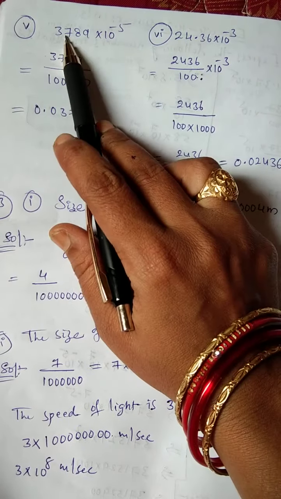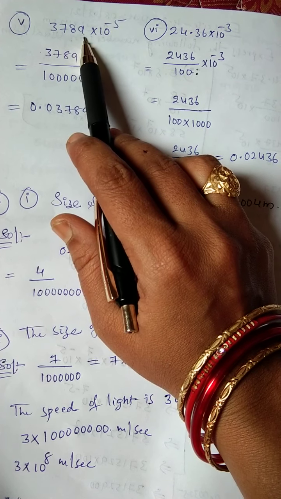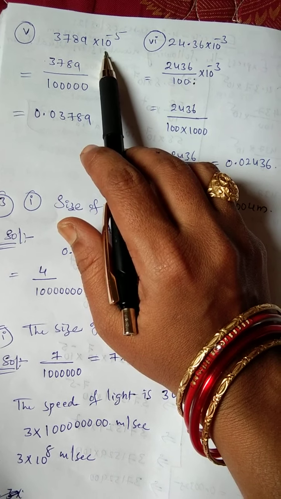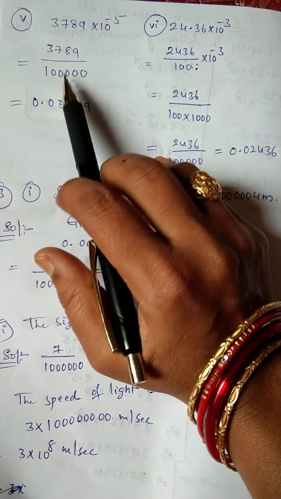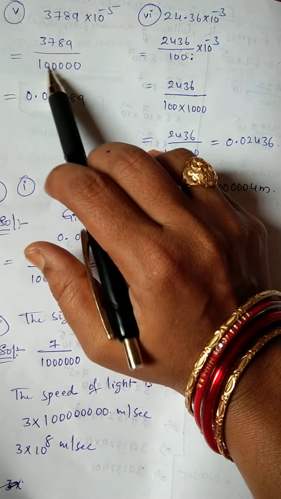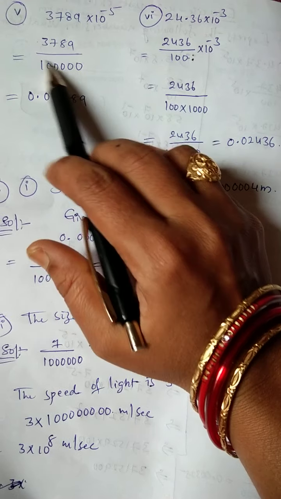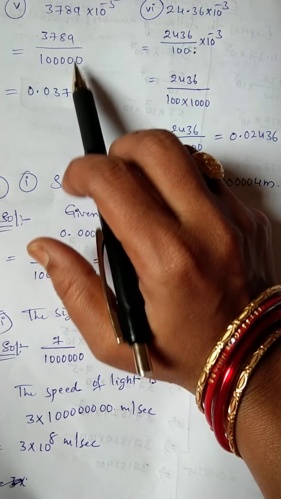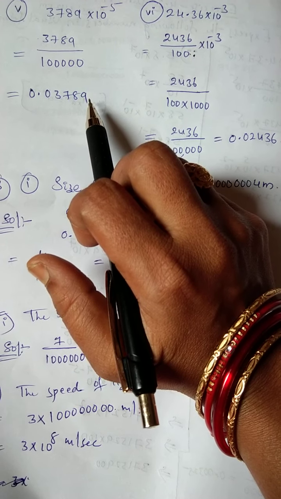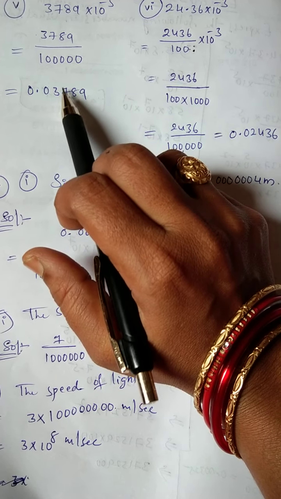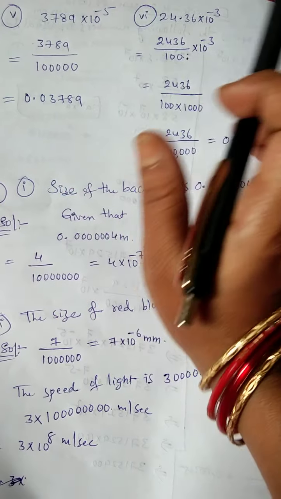See, in this 3789 into 10 power minus 5. 3789 by 10 power 5 in the sense, if you write in the denominator 5 zeros we need to write. Now we should write in decimal form. Okay, 1 2 3 4 5 zeros are there, so 5 digits after we should write the decimal point. 1 2 3 4 5 after decimal point.